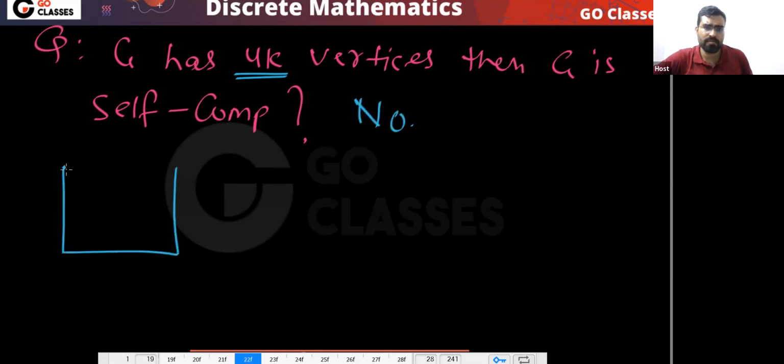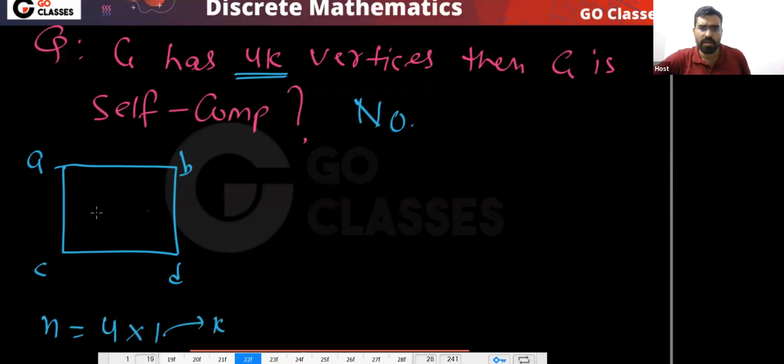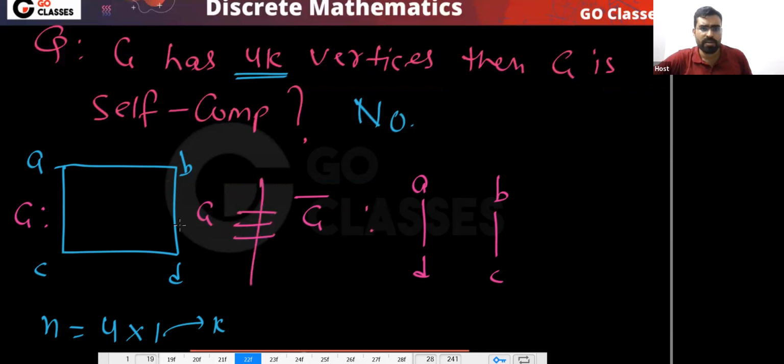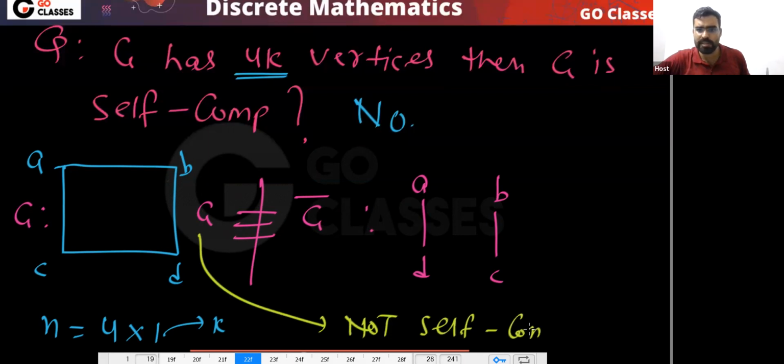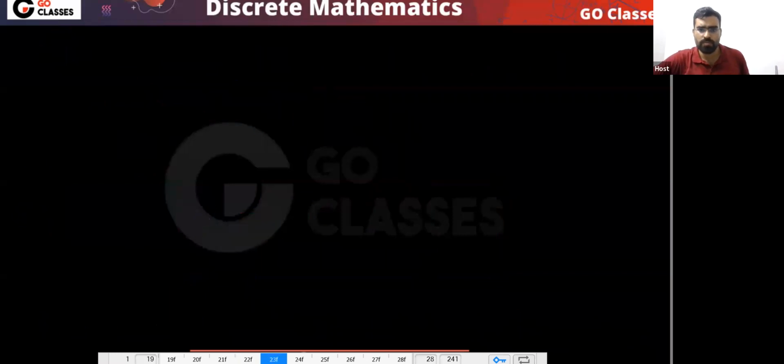You can take this example. Take this example, A, B, C, D. So here the number of vertices is 4k, 4 multiplied by 1. This is your k. So this is the graph. Now, if you find G complement, then what will that be? That will be this. You can clearly see that G is not isomorphic to G complement. So this G is not self-complementary. So this is the idea. The converse is not true.